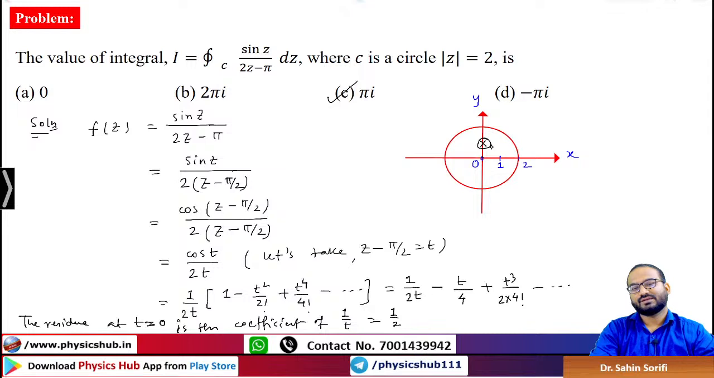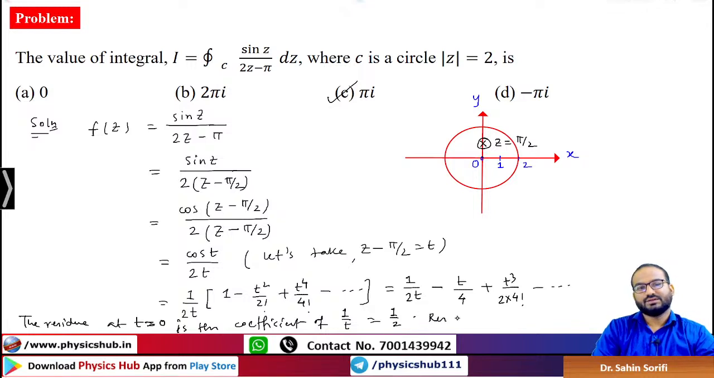Somewhat like here, your z is equal to pi by 2. Two z minus pi, then what do you get? 2z minus pi if you put, but that will not be so useful, because in the numerator you have sin z, and you cannot do anything with it. But if you take 2 common and put z minus pi by 2, then this gives you a good function, cos t. So the residue at t equals to 0 is the coefficient of 1 by t, that is equal to half.